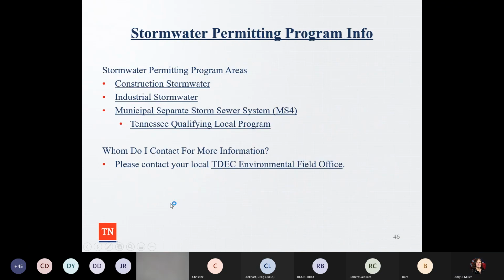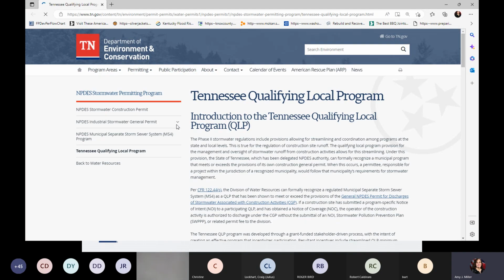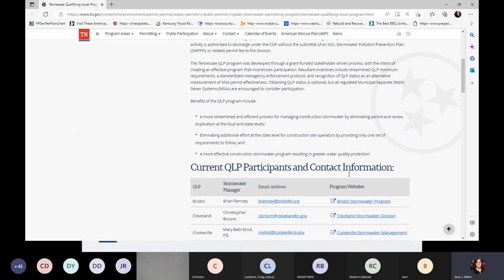Okay. So then we have stormwater permitting info for construction, industrial, and MS4, and for Tennessee qualifying local programs. There are different kinds of permitting for that. And then if you want more information, you can contact the TDEC Environmental Office. But I just want to show you guys the Tennessee qualifying local program. This is for phase 2, streamlining and coordination of that. And then it has different information on here.